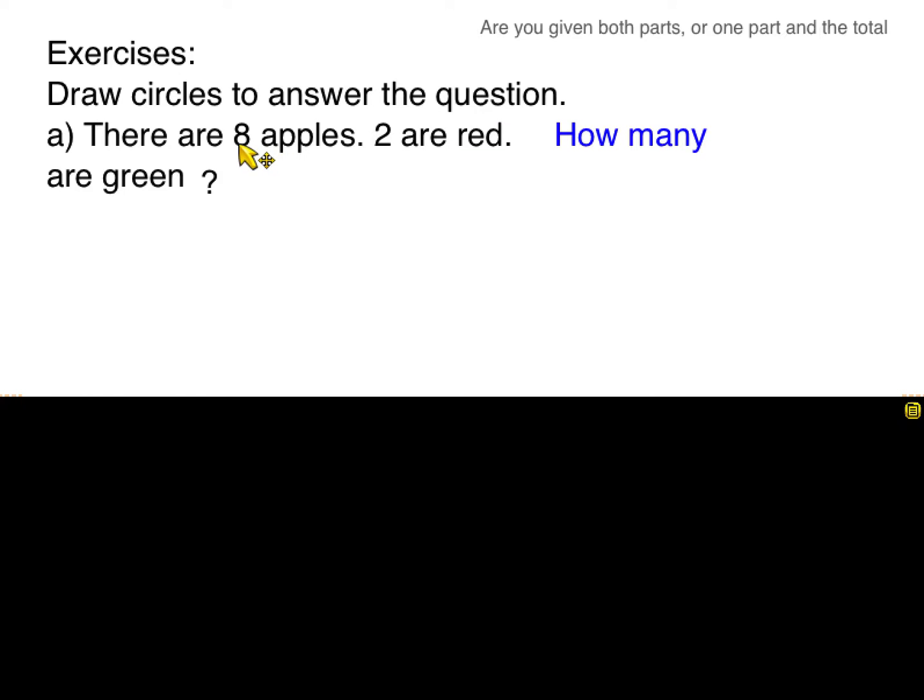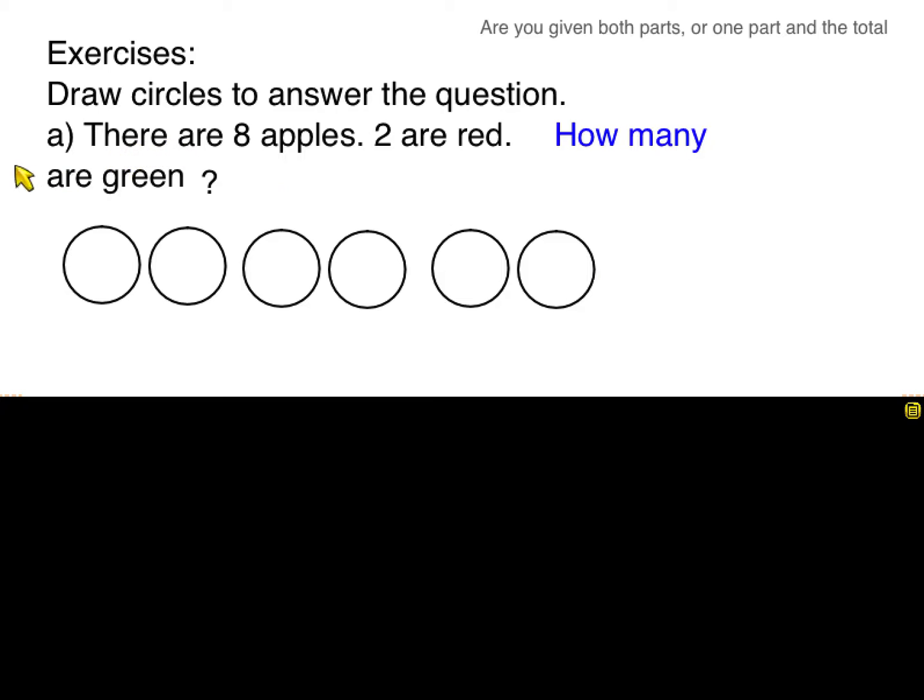There are 8 apples. Altogether, that's the total. 1, 2, 3, 4, 5, 6, 7, 8. There are 8 apples. What they don't say, and you should think of in your head, there are 8 apples in total. 2 are red. 1, 2. How many are green? 2, 4, 6. Total, part.